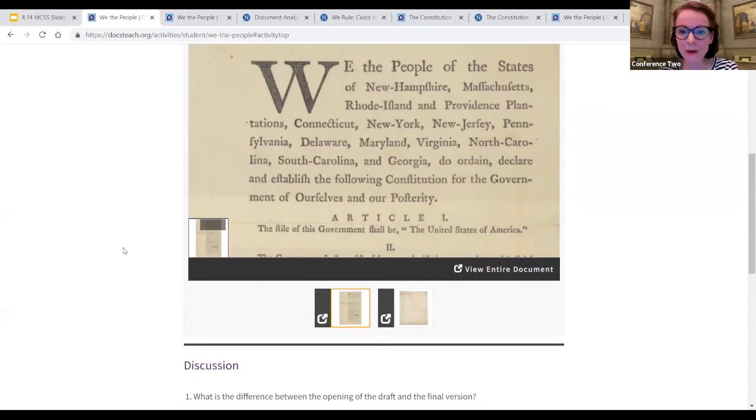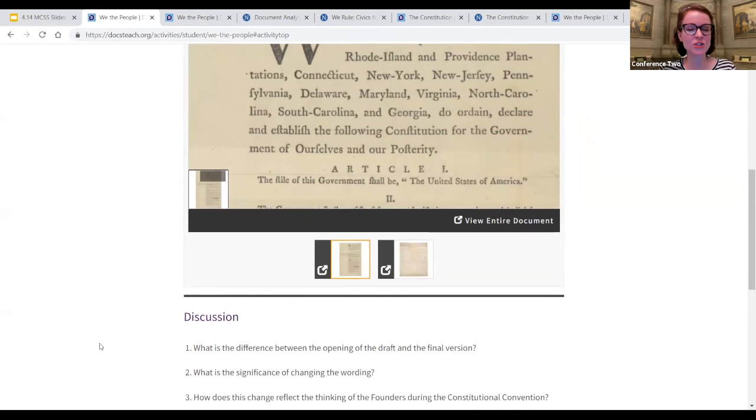And then as we think about, okay, what does the presence of these individual states listed in the draft version versus the change to we, the people of the United States, what's the significance of this changing of the wording? And how might this change reflect the thinking of the founders during the Constitutional Convention? So we can start to really think about this preamble that we memorize, that we recite, but what this was: a choice to make these words, we the people of the United States, as we can see going from this draft version to the final version. Feel free, if you've got any thoughts on what that significance may be, to share it in the chat.